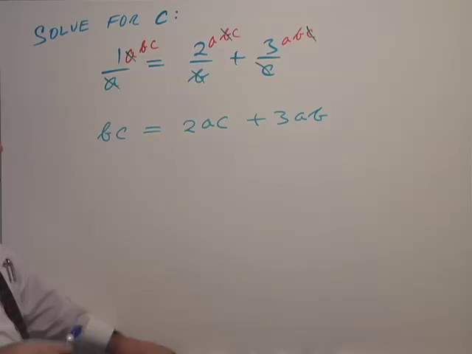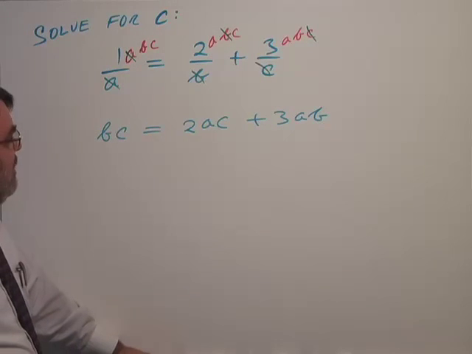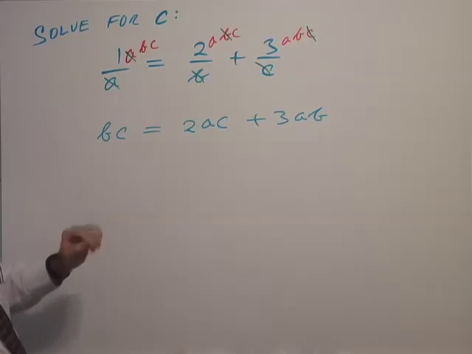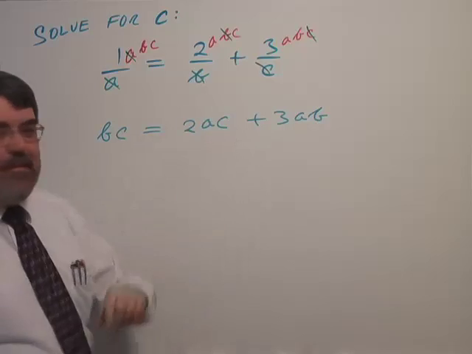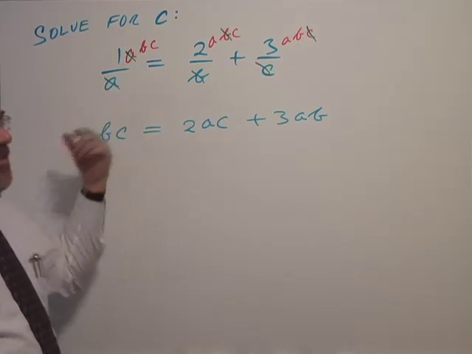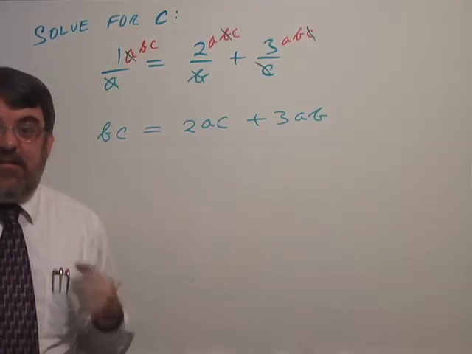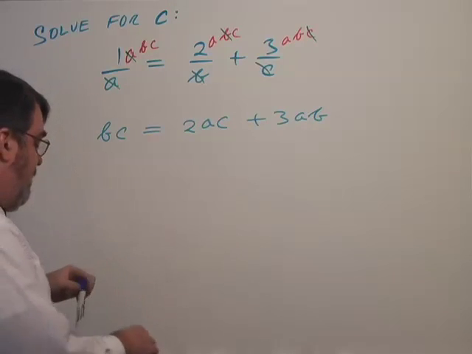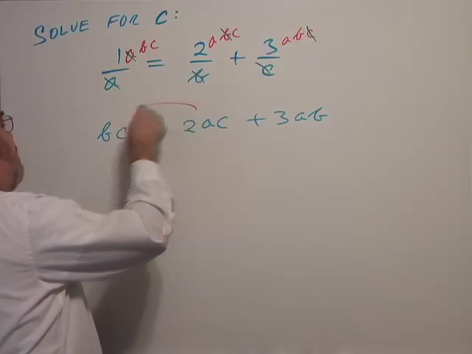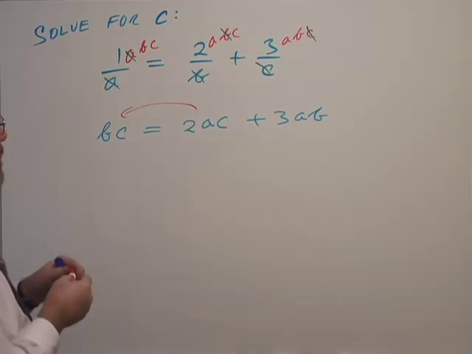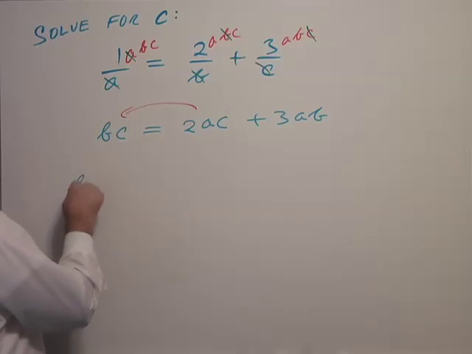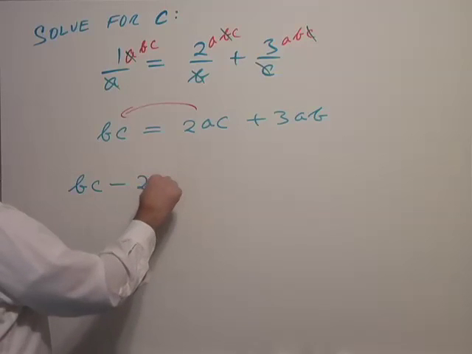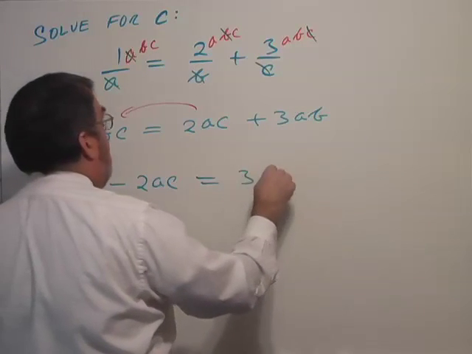Now what was our original objective? It was to solve for c. And I have c's in two places. So if I'm going to get c by itself, I need to bring the c terms together. I'm going to subtract this term so it comes over here. If I subtract 2ac from both sides, I'll have bc minus 2ac equals 3ab.